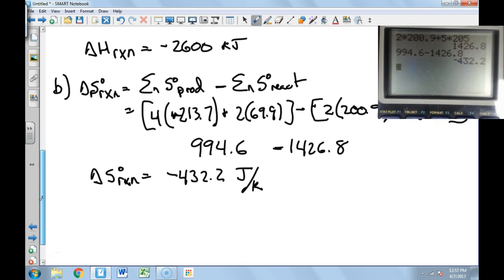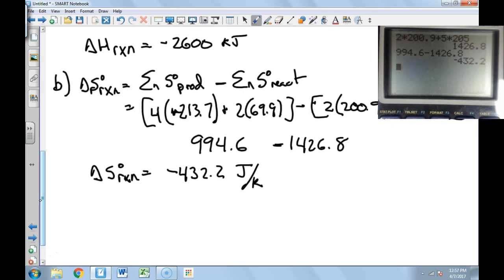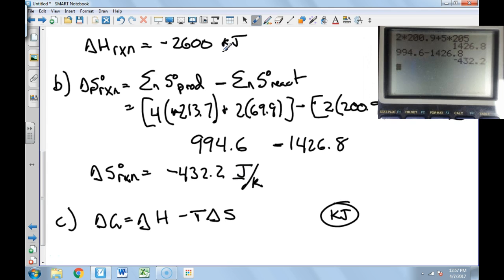So now the last, my voice finally cracks in its puberty, is finding the delta G. It's not the last part, but it's the last thermodynamic value that we do. So delta G equals delta H minus T delta S. We have to know that we need both units to be equal. This one's in joules and this one's in kilojoules. I'm going to do kilojoules because I like kilojoules a little bit better.